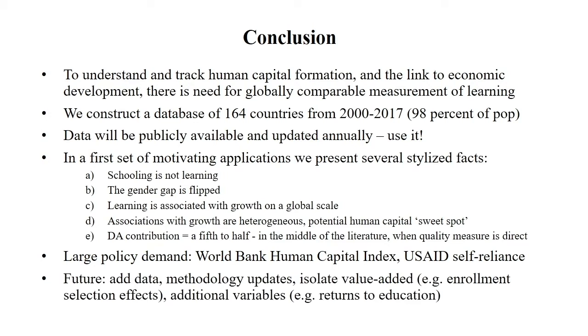In the future, we are going to add data. We're also going to improve the methodology over time, so there's a longer research agenda. And we also hope to isolate value added. So this is trying to get at some of these selection effects, potentially comparing household to school level learning. So that's something that we hope to look at in the future, and adding additional variables like returns, et cetera. So thank you.